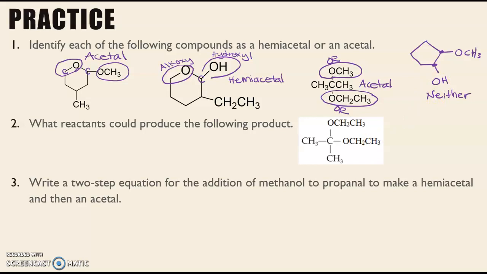Number 2, what reactants could produce the following product? The first thing I want to do is identify what kind of organic family I am looking at. Now, you probably know from the nature of this video that it's probably a hemi or an acetal, but if you didn't, you would have to do a little more thinking, and relate that back. So we have a carbon group that is directly bonded to an OR, an alkoxy group, an oxygen single bonded to a carbon, and another essentially identical, so it has these two alkoxy groups. So this is an acetal.